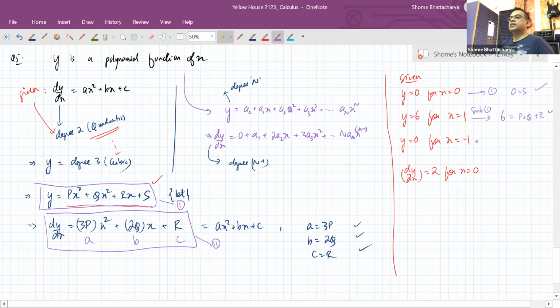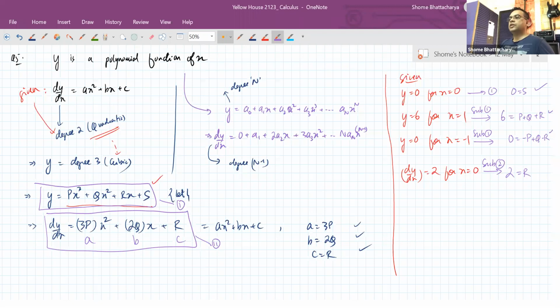Okay. And again, let's substitute this also in equation 1. So y should be 0 when x is -1. So that is this. Okay. And let us substitute this in equation 2, because that is the one to do with the rate of change. So substitute dy by dx as 2 when x is 0. So that means the right hand side is r, or that's the same thing as c.